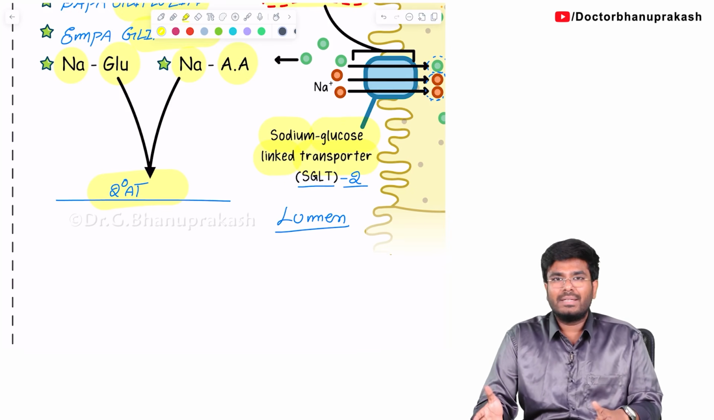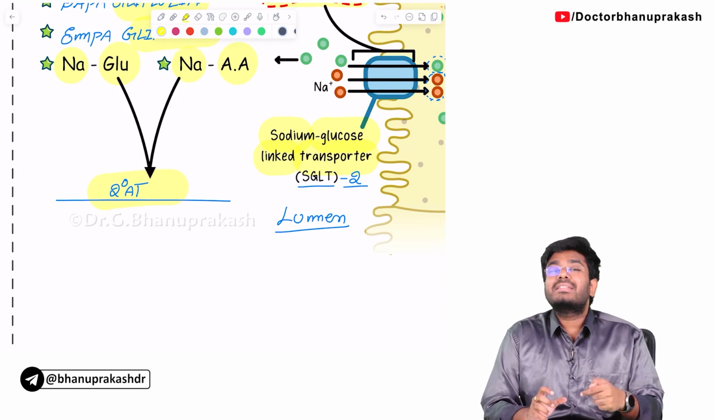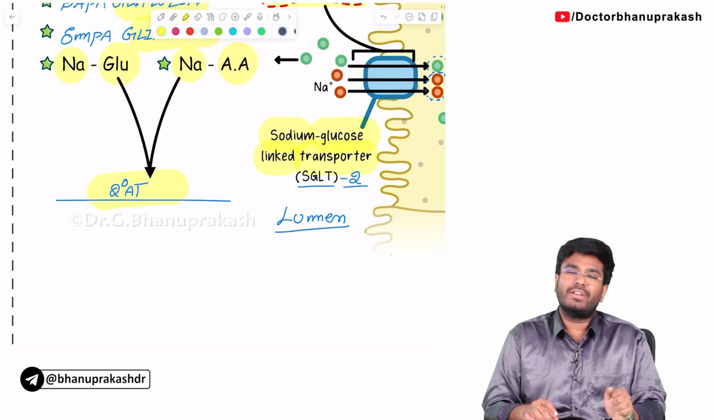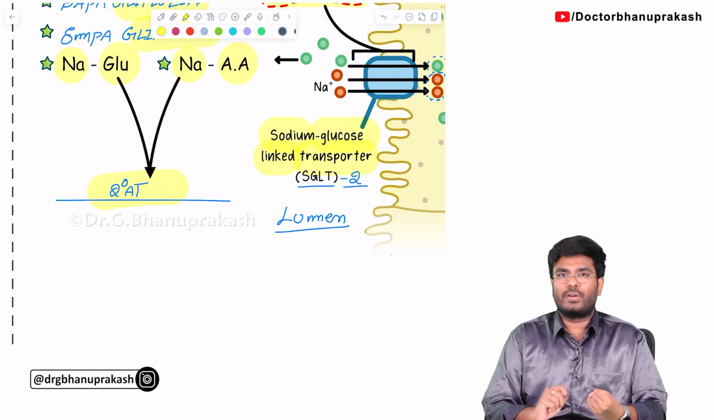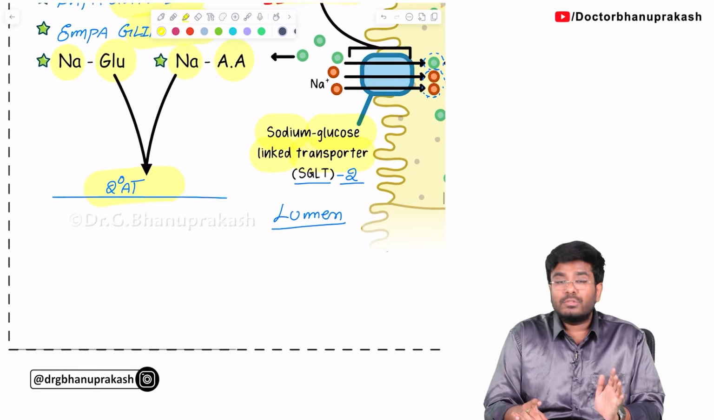In the next part of the PCT, we will be discussing how glucose excretion will occur. Why will glucose excretion occur? What is the transport maximum value for glucose? What is the renal threshold value for glucose? And let's see those glucose curves.